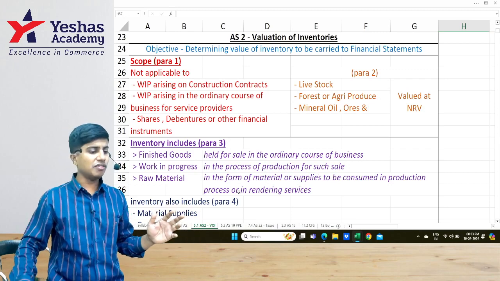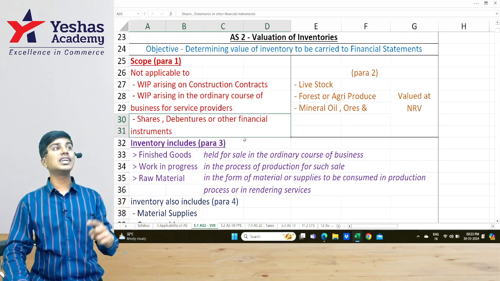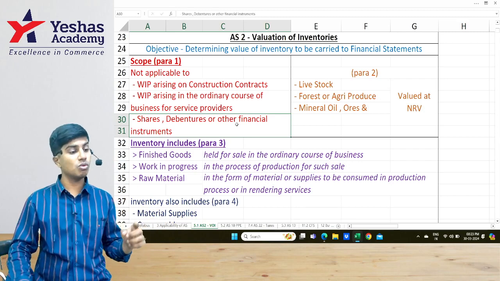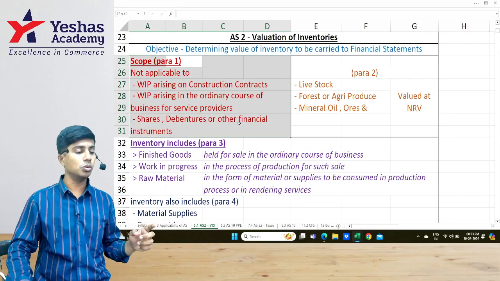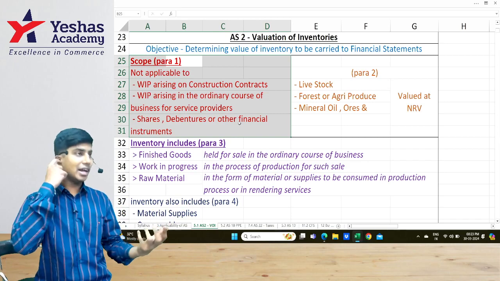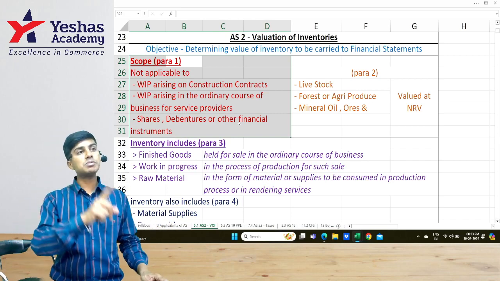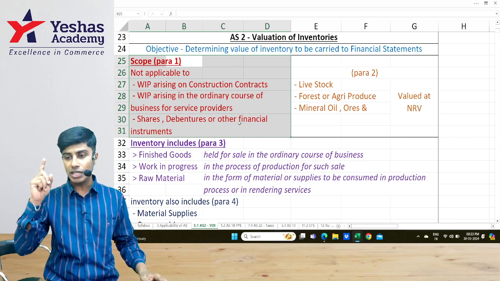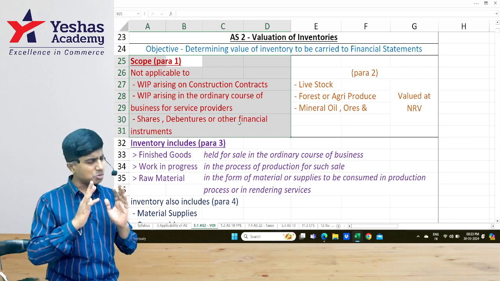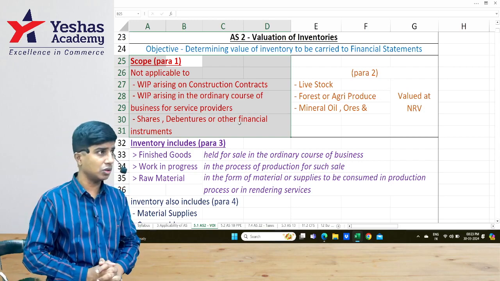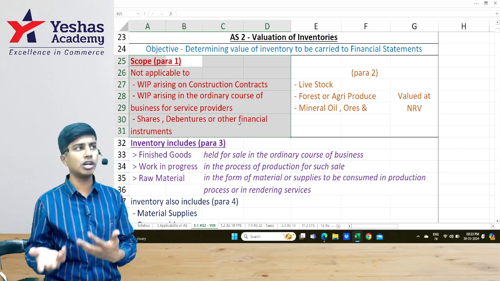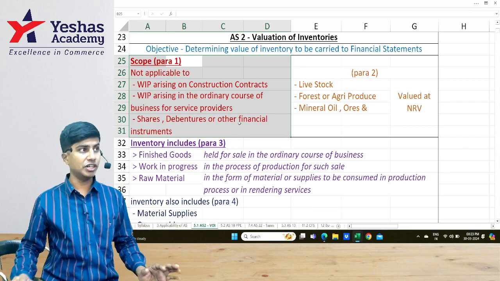Nothing. Then we have shares and debentures. For shares and debentures and other financial instruments, we won't apply accounting standard 2, because even if you are trading them, it is not your inventory. It has to be regulated as per the specific standard issued, which is accounting standard 13, which specifically talks about investment accounting. It doesn't matter whether it is share or debenture, whether it is equity share or preference share.